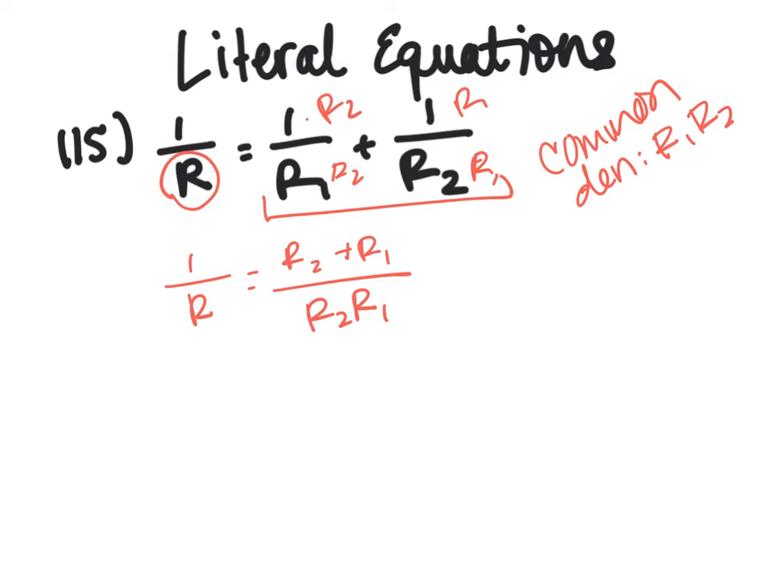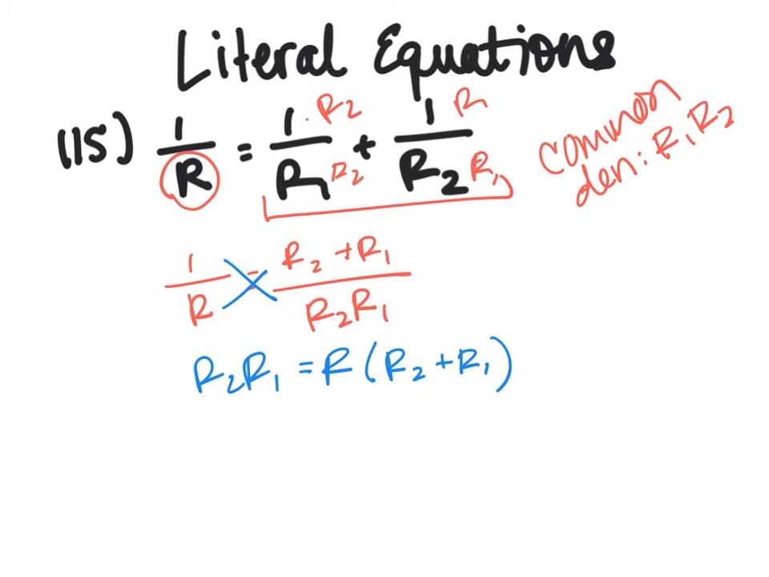Now, when we get to this point, you can either think of this as cross multiplying, the easier way, or you can think you have to clear your denominator. So, we go cross multiply. This means we have 1 times r2, r1, so it just stays as is. If you have that order switched, that's fine. Multiplication is commutative. And then on this other side, we have r times r2, r1, plus r1.